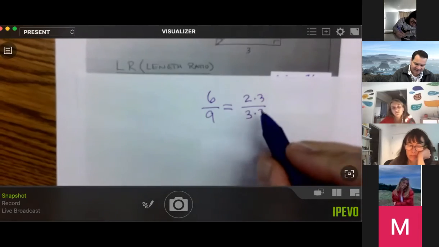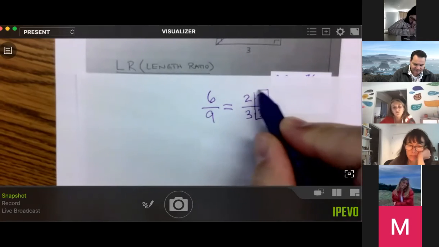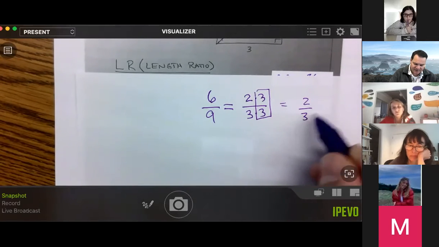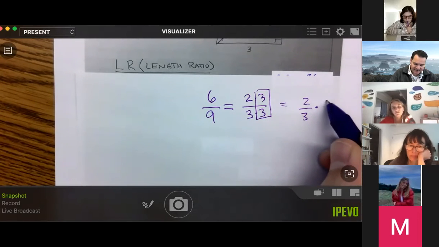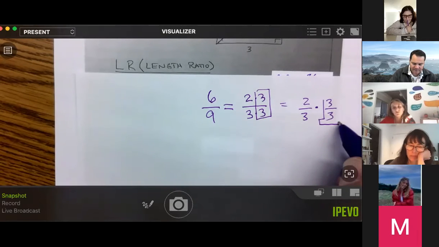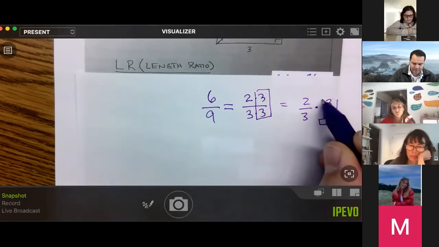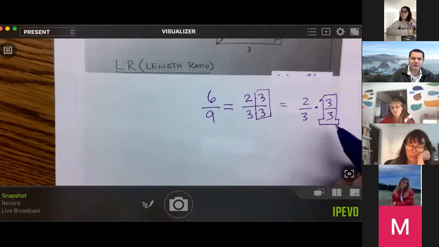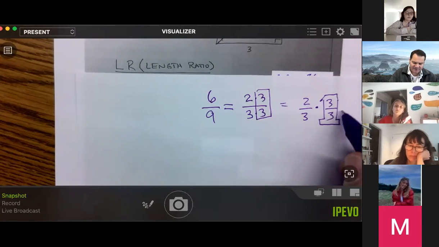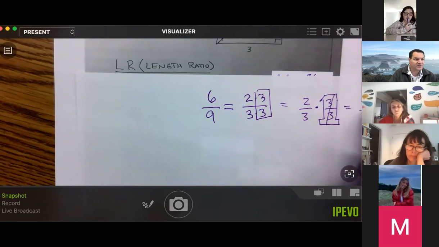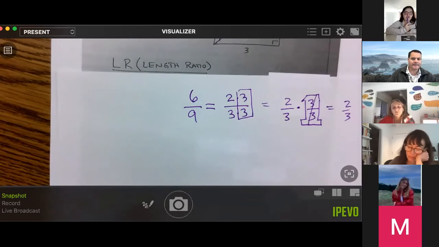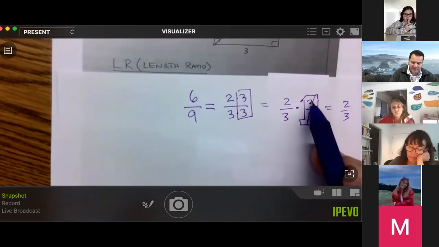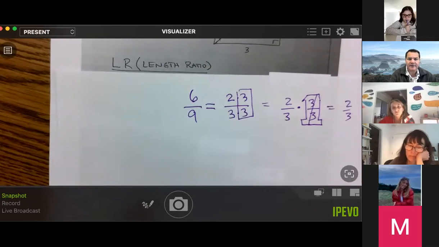And effectively, I'm then separating this and saying that it's really 2/3 times 3/3. And we know that 3/3 is a version of 1. So since it's a version of 1, it doesn't change anything. In other words, this can cancel, leaving me just with 2/3. In other words, what I did to both top and bottom is I divided by 3. And I can divide top and bottom by the same number.